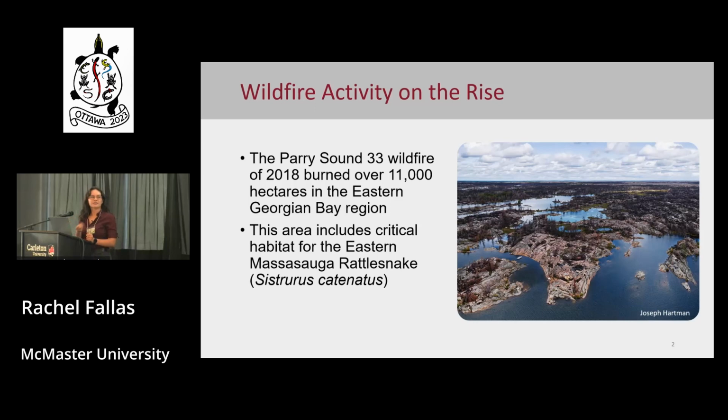My research group does a lot of work in the Eastern Georgian Bay area. And back in 2018, we had the Parry Sound 33 wildfire, which burned a massive area, and that included critical habitat for the Eastern Massasauga rattlesnake.